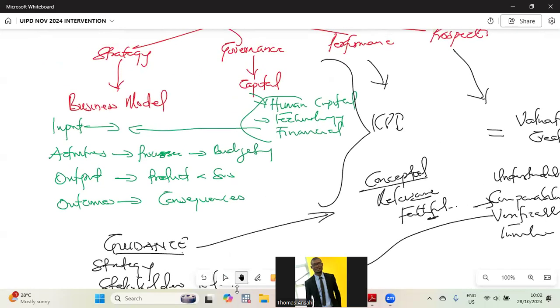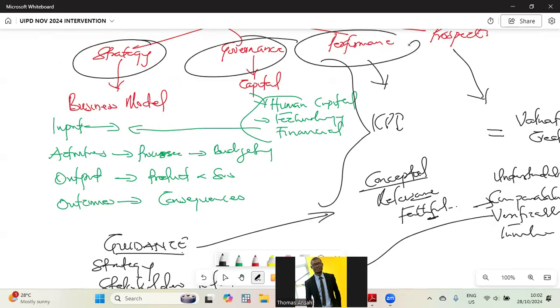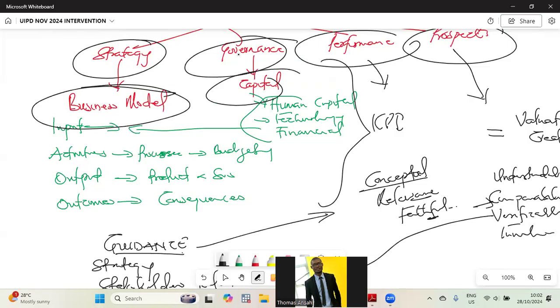What goes into it is this: strategy, your governance, your performance, your prospect. Your future outlook, that's your prospect. Your performance, how you are doing. The business model, that is the content of an integrated report. Even your capitals, so 1, 2, 3, 4, 5, 6 is the content of your integrated reporting. Your future outlook, how you think the future will be. Your capitals, how you use them to manage your business process and your risk.